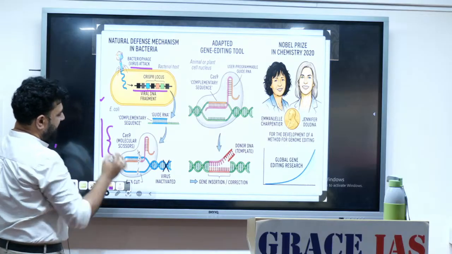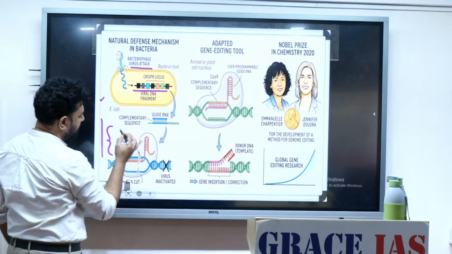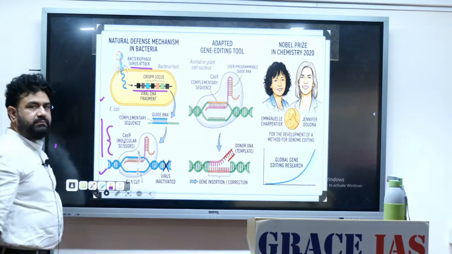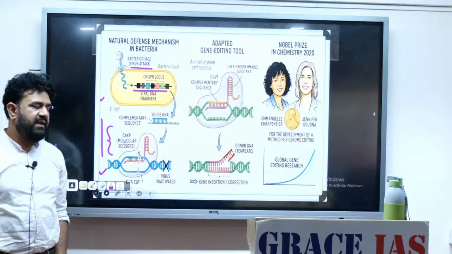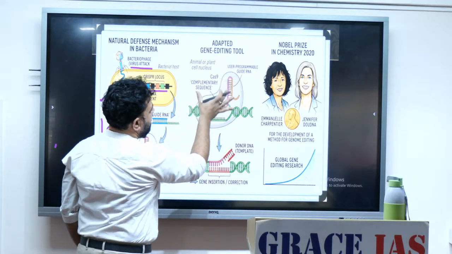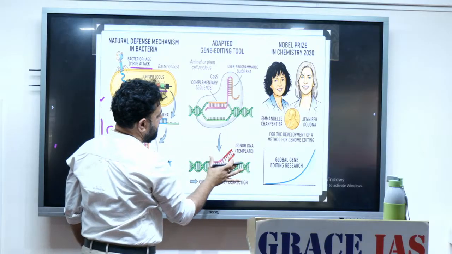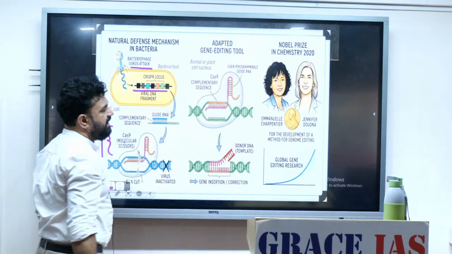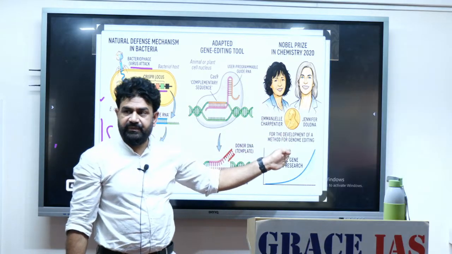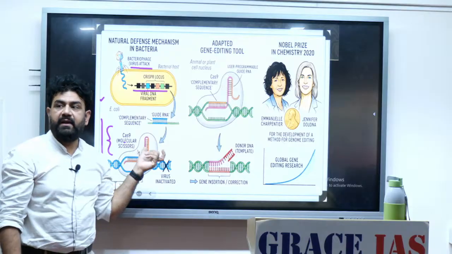would be developed, and we use that technology to cut a DNA fragment in any of the desired DNA. So we use the Cas9 as a gene scissor or molecular scissor, and that is how people studied this and received a Nobel. They studied CRISPR-Cas9.